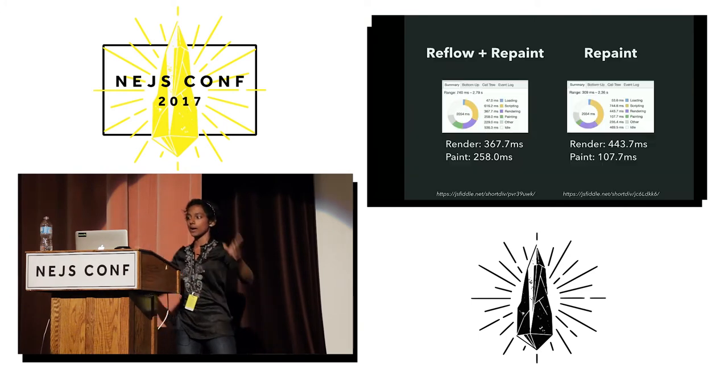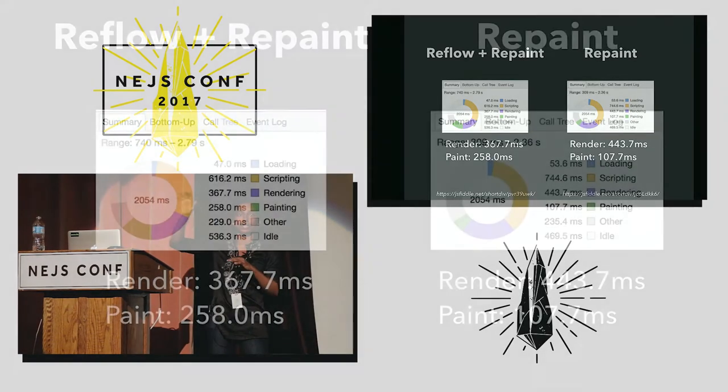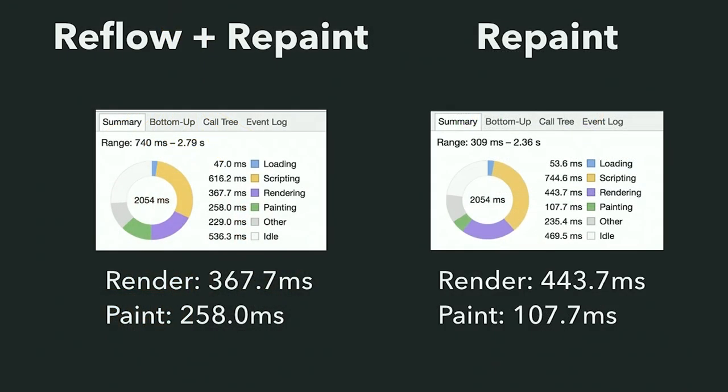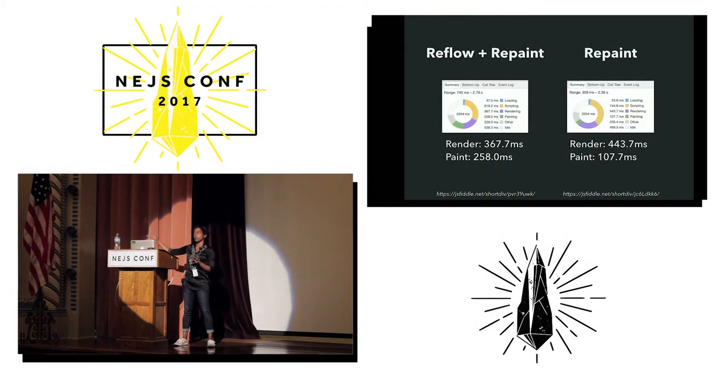So comparing those two approaches, one is the reflow and repaint, where you're realigning the list. The repaint is where you're just changing opacity. And if you look at the difference, you can see that repainting is much faster than reflowing and repainting, for obvious reasons. So if you think about this and scale it to a larger application, you can see that reflowing and repainting a page is extremely performance intensive.